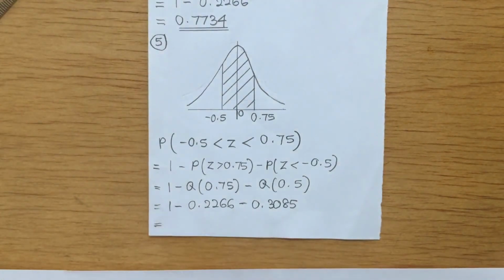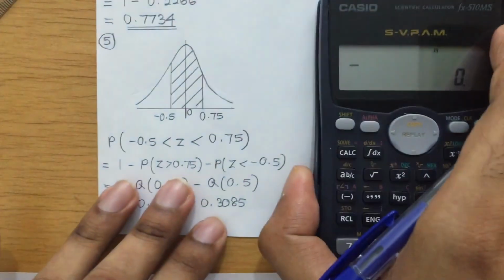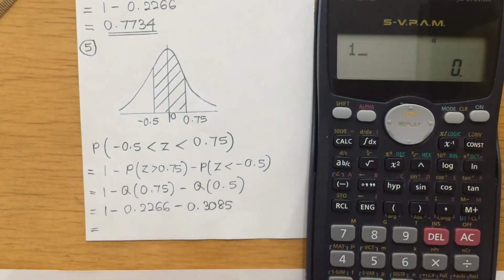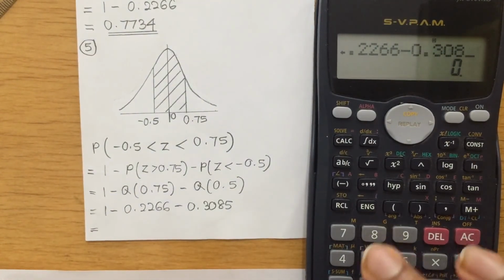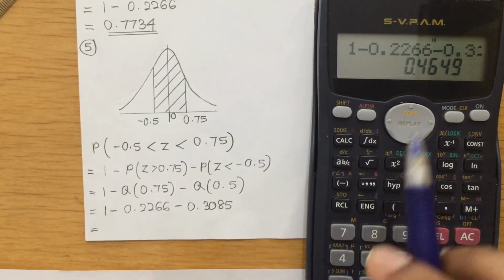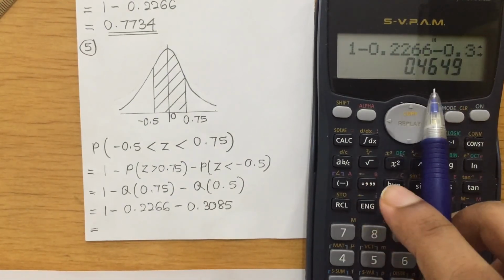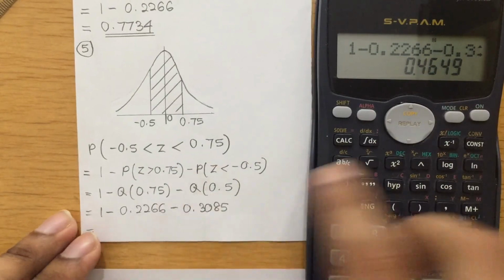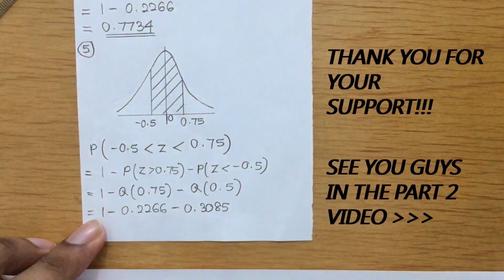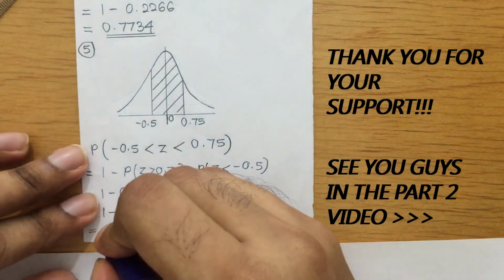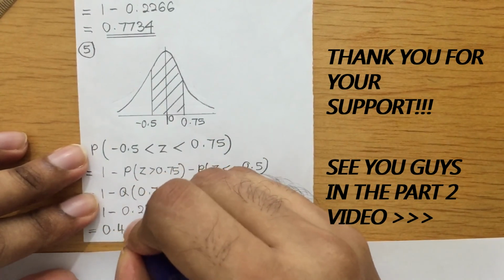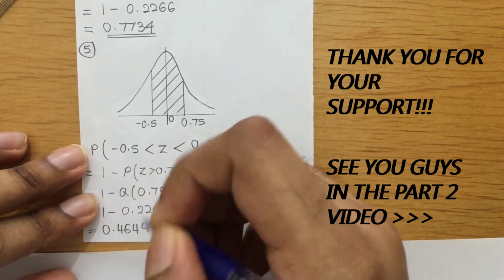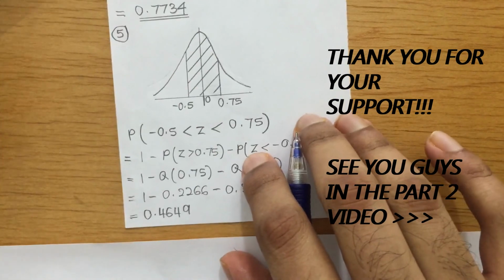Now you calculate this: 1 minus 0.2266 minus 0.3085. You should get your probability value as 0.4649. Let us write down this answer. So this is your final answer.